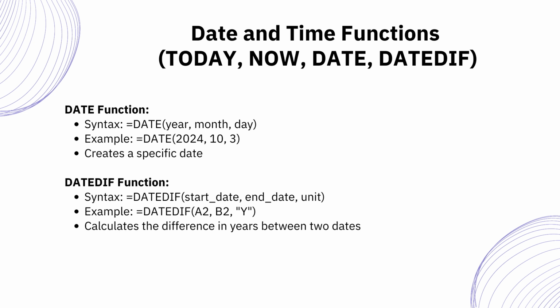Finally, the DATEDIF function calculates the difference between two dates in various units such as years, months, or days. For instance, =DATEDIF(A2,B2,"Y") calculates the number of complete years between the dates in cells A2 and B2. This is essential for tasks like calculating employee tenure, project durations, or age from birth dates. These date and time functions help you to track time-based data, calculate durations, and automate time-related calculations, making your data analysis more robust and accurate.